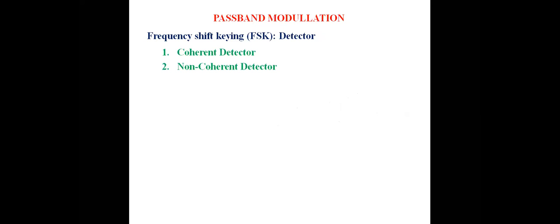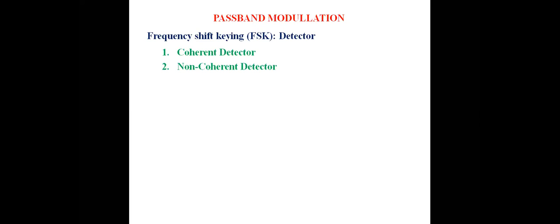There are two methods. One is a coherent method, another is non-coherent method. By using either of these two, we can detect or demodulate an FSK signal. So first, let us talk about the coherent detector. In this coherent detection method, we use two channels of coherent detectors.